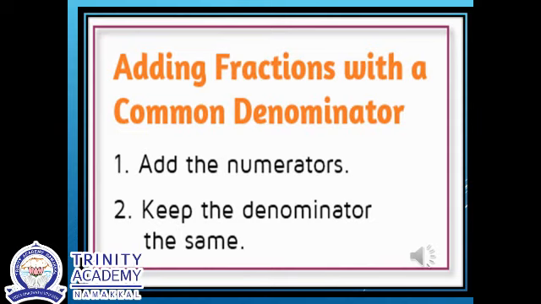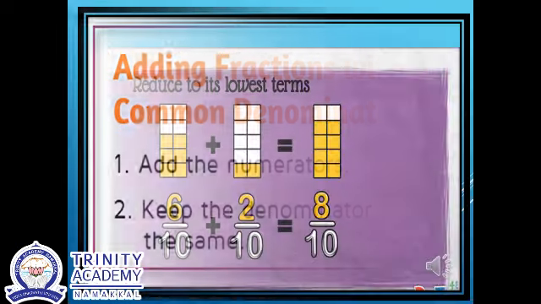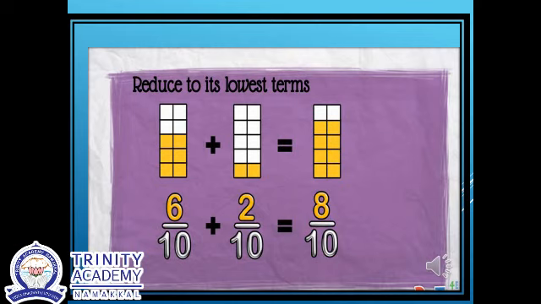Next, adding fractions with a common denominator, that is the same denominator. So what are the steps? Add the numerators, keep the denominator the same. First step is add the numerators. Second step is keep the denominator the same. Example, 6 by 10 plus 2 by 10. Add the numerators, 6 plus 2 is equal to 8. Keep the denominator the same. So 8 by 10 is the answer.